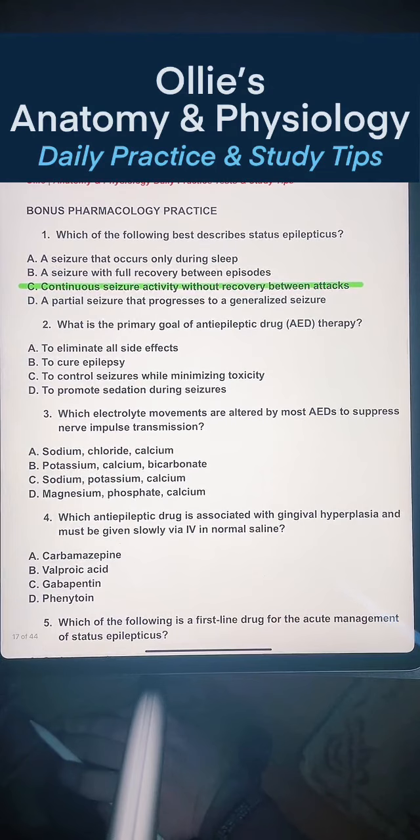Number two, what is the primary goal of an anti-epileptic drug? AED therapy, what's the primary goal? If you haven't learned this, that's okay. Take a guess. If you don't understand, that's okay. Just take a guess.